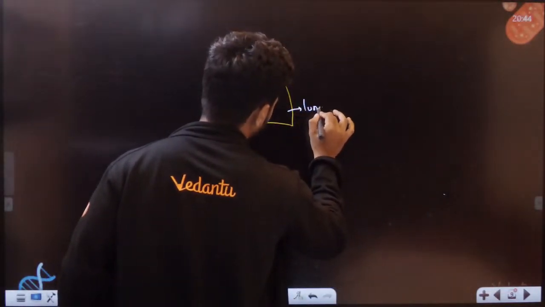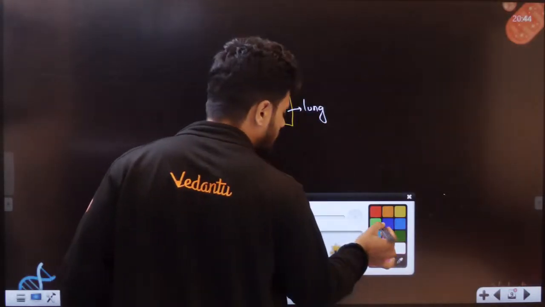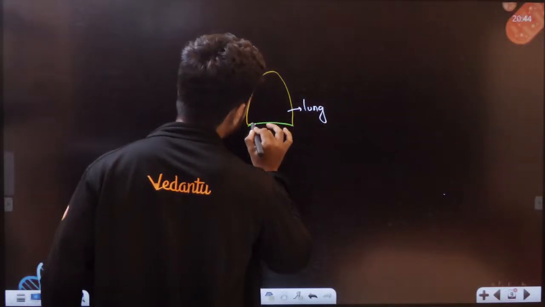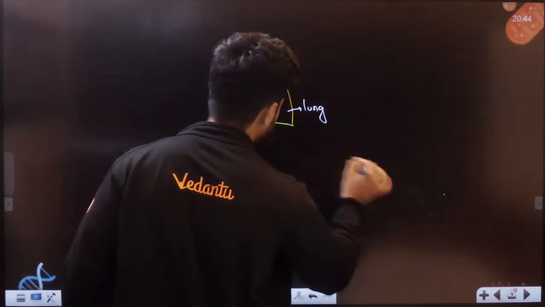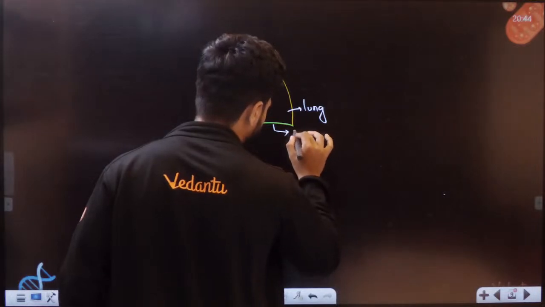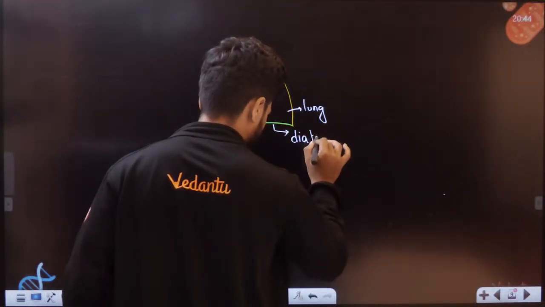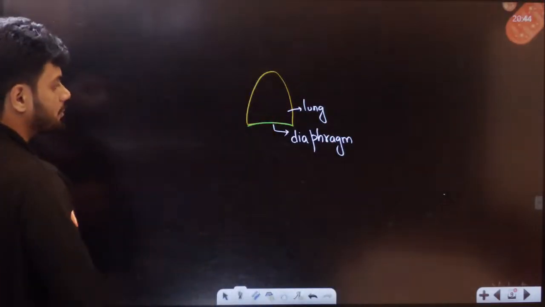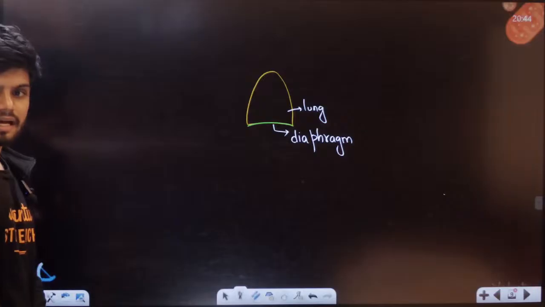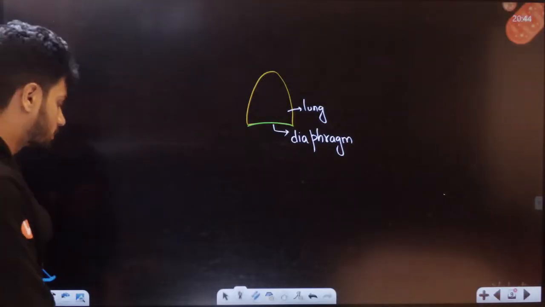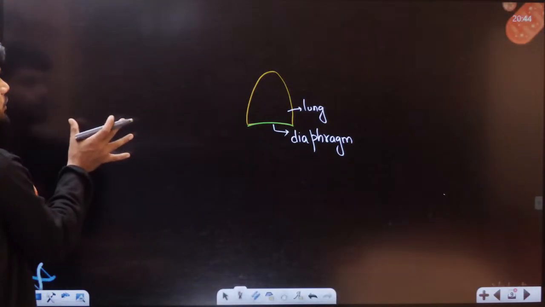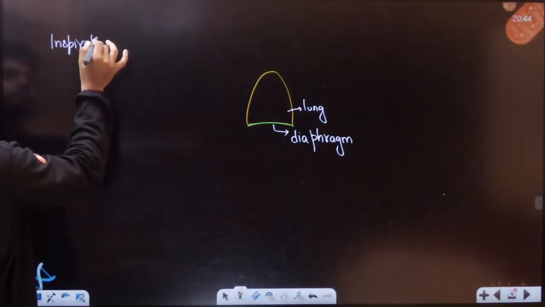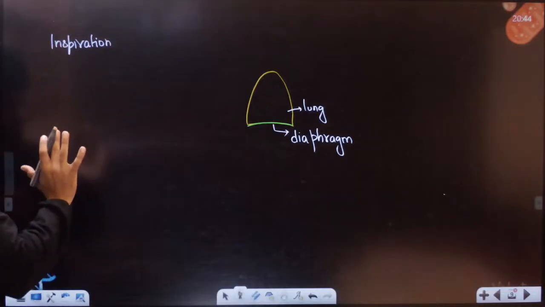Lung. Students, इस lung के नीचे की तरफ क्या होता है? There is a muscle here, a structure called the diaphragm. Diaphragm is present below the lung right now. Now, what happens during inhalation or inspiration? Understand, students. It is very simple.